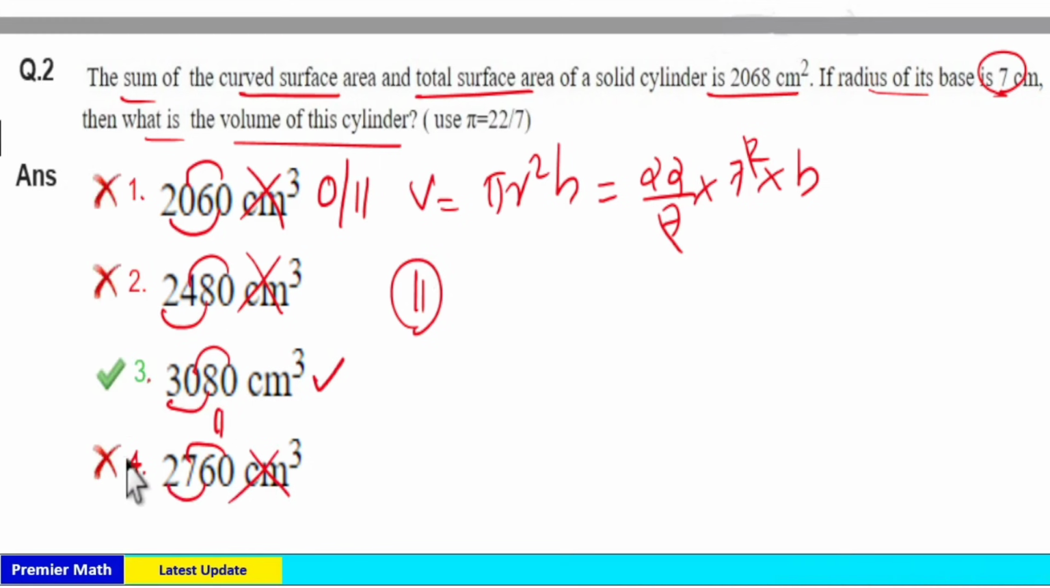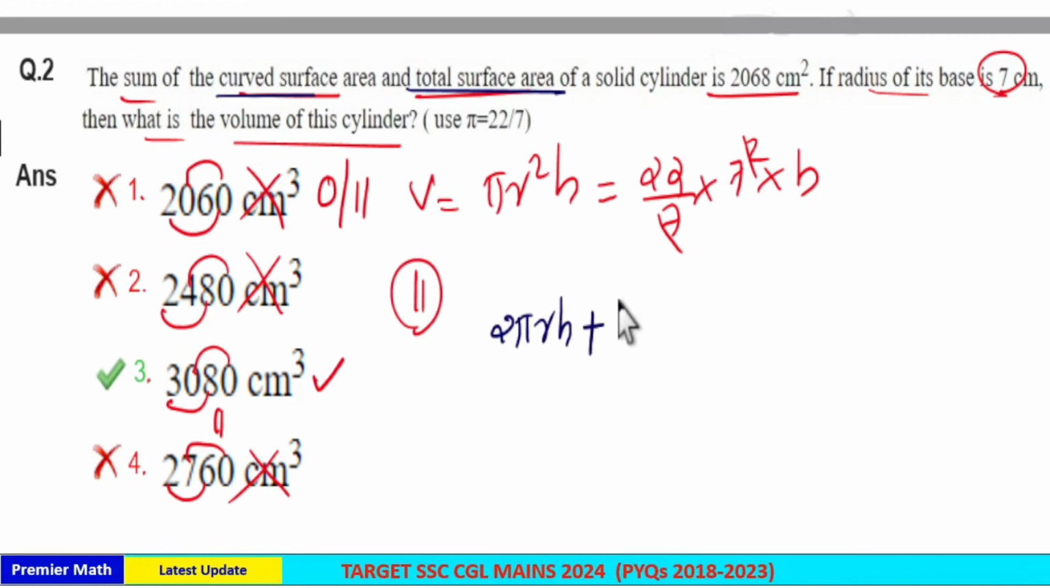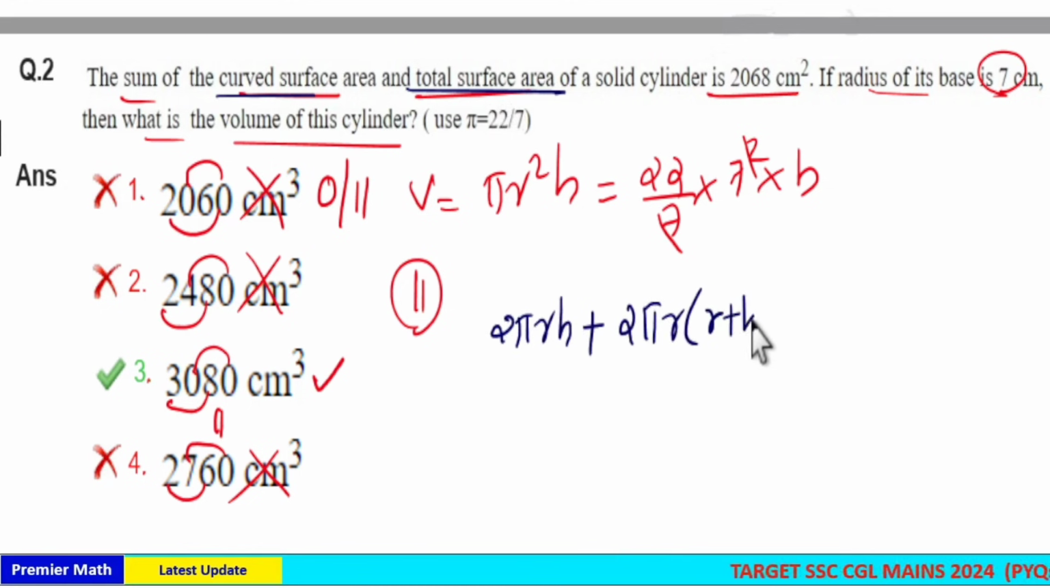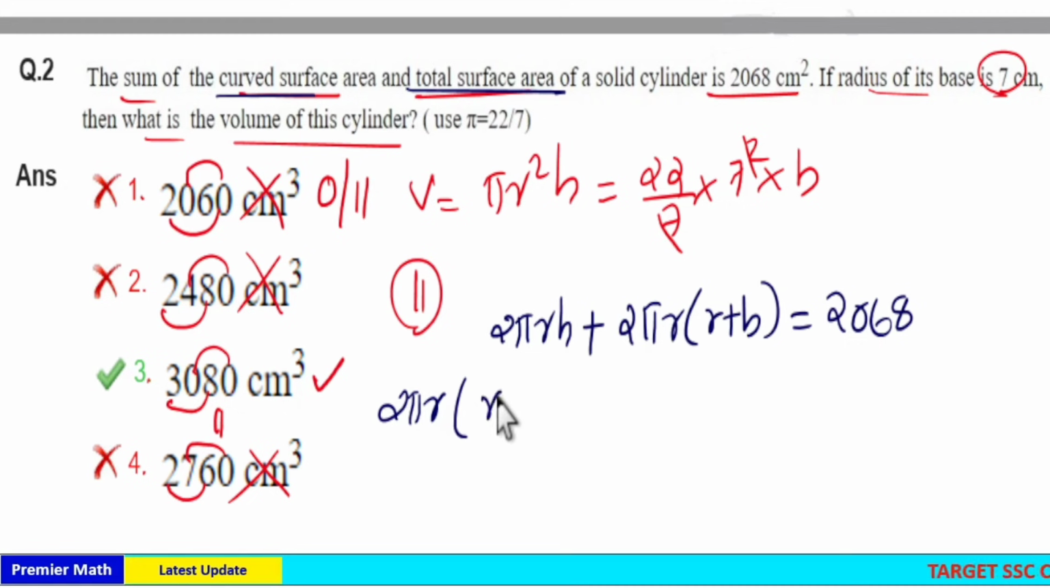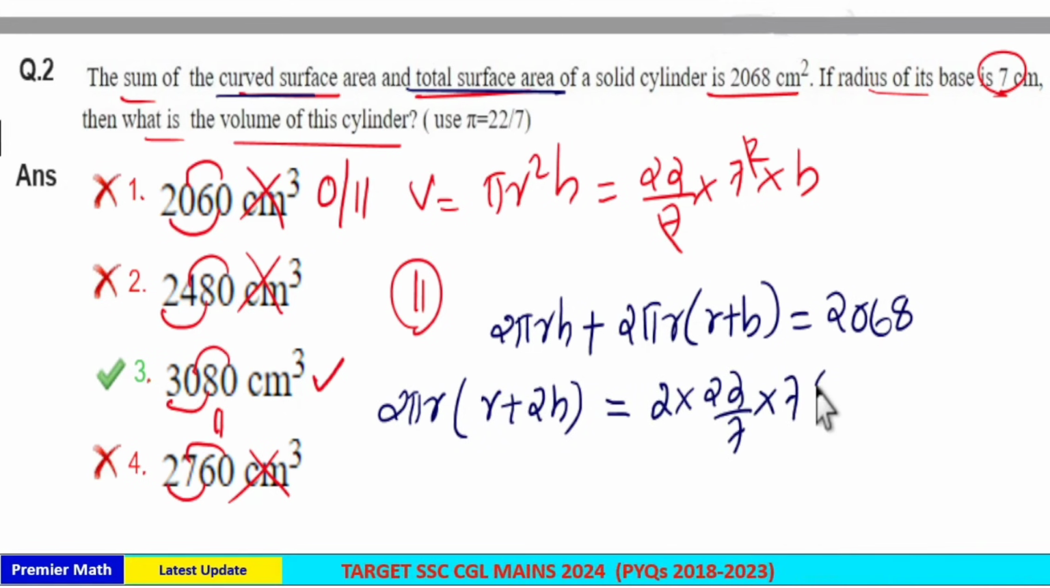In this way you can find the answer, or if you want a proper method, here the sum of curved surface area and total surface area. Sum is equal to curved surface area, which is 2 pi rh, and total surface area, which is 2 pi r into r plus h. Now this sum is equal to 2068. Now if you take 2 pi r common, remaining will be h plus r plus h, which is equal to r plus 2h. So this is equal to 2 pi r, which means 2 into 22 by 7 into 7 into 7 plus 2h, which is equal to 2068.